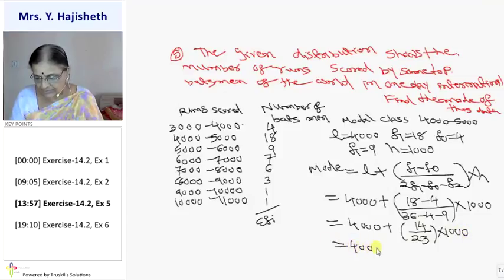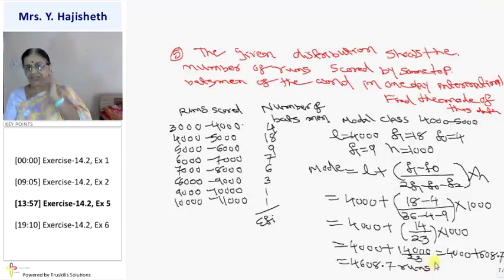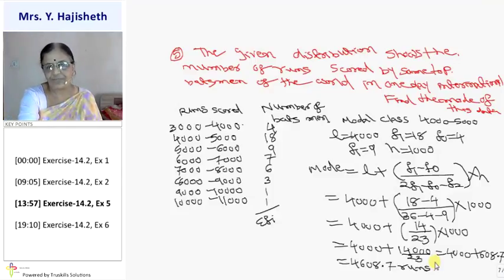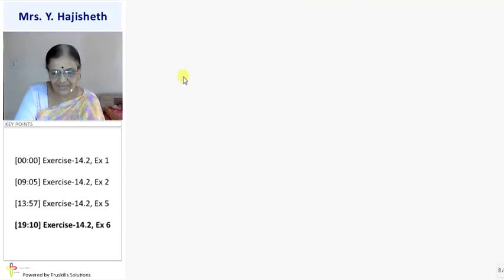That is 4000 plus 14,000 by 23. When I divide 14,000 by 23, my answer will be 608.7. So my answer is 4608.7 runs. My mode is 4608.7. Most of the batsmen, maximum batsmen, score 4608.7 runs, okay? It is not the average, it's a mode, maximum batsmen. Get this. Now sum number 6.